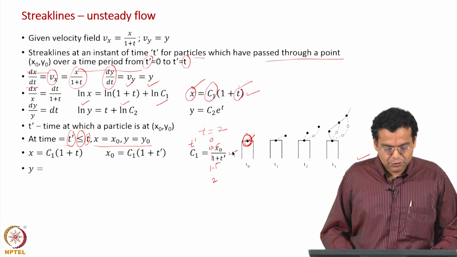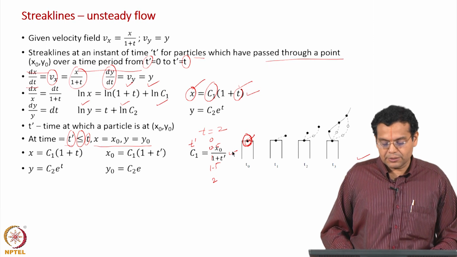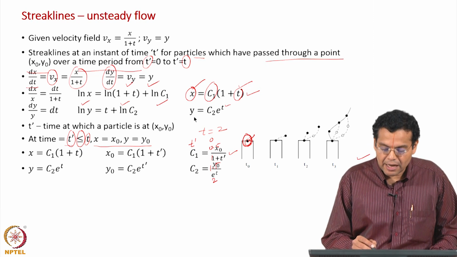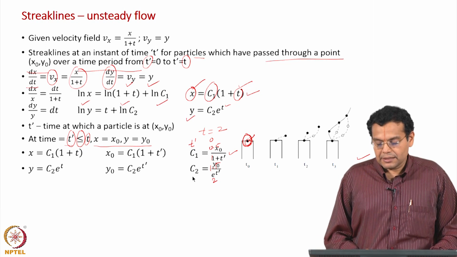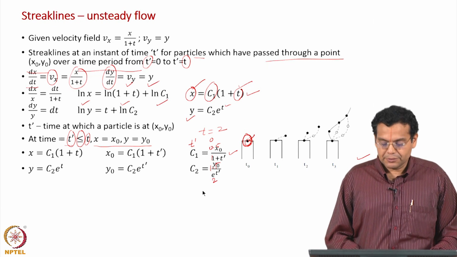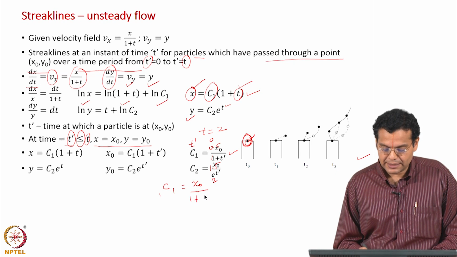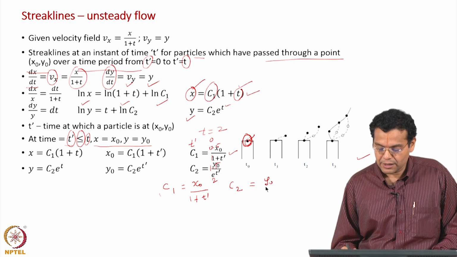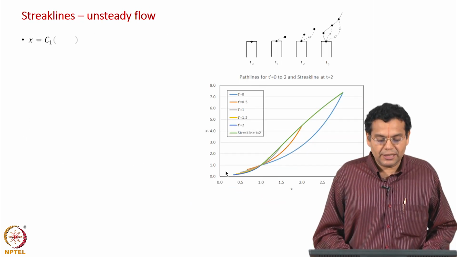Now, similarly we do for the y direction: y naught equal to C2 e power t dash. What have I done? I substituted t dash here and y equal to y naught, rearranged and got the expression for C2. So, C1 is equal to x naught by 1 plus t dash, and C2 is equal to y naught by e power t dash, and that is what is shown here.